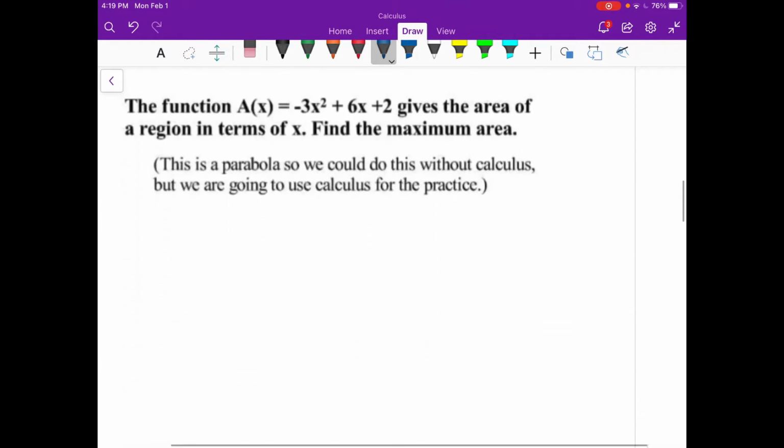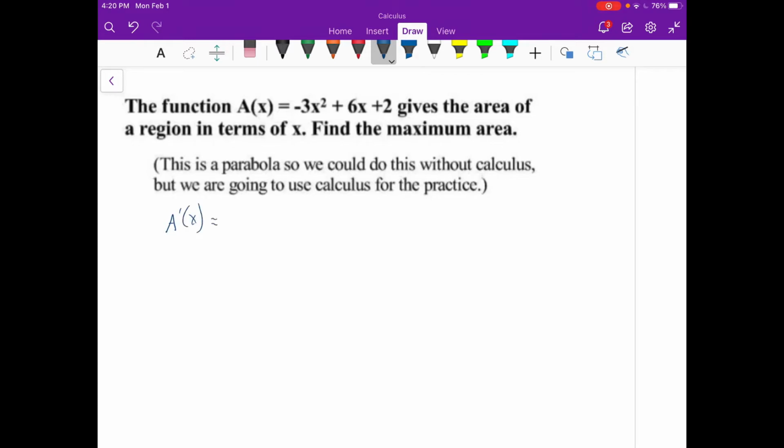It says the function A of x equals negative 3x squared plus 6x plus 2 gives the area of a region in terms of x. Find the maximum area. Well, as you see written here, this is a parabola that's opening downwards, so we know it has a maximum. We could graph it and find the max. We could put it in work form. But what we're going to do here is take the first derivative of this to help us find the critical numbers.